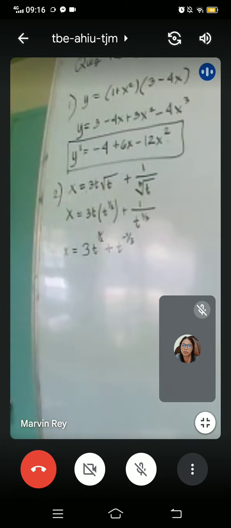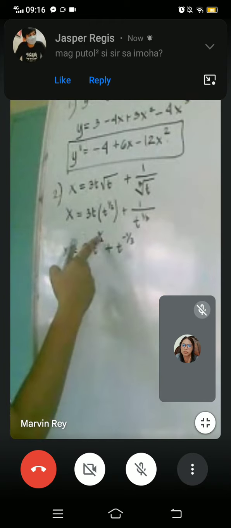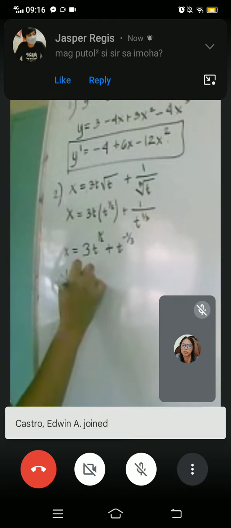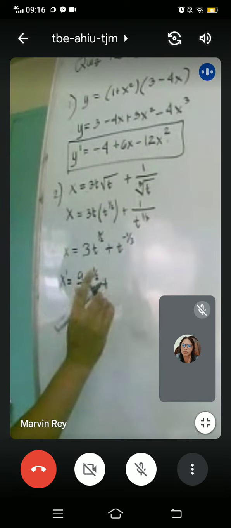Ready for differentiation using the product power rule? Okay, so differentiate. So x prime: 3 over 2 times 3 is 9 over 2, t to the 3 over 2 minus 1. 3 over 2 minus 1 is 1 half. Plus negative 1/3 times 1 is negative 1/3.